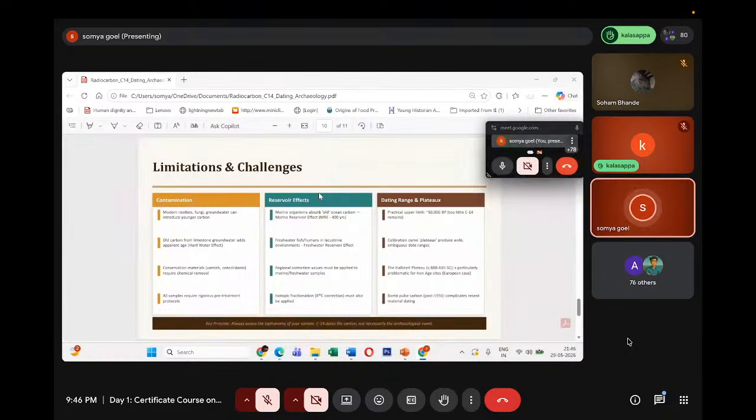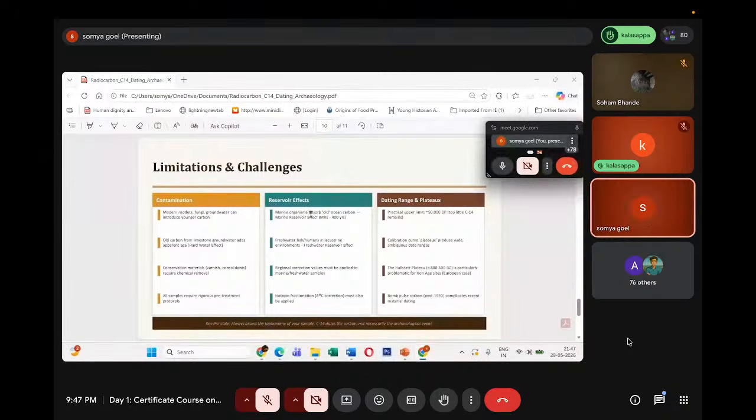If we're talking about the Indian context particularly, I believe the samples from the coast of Gujarat, Konkan, Tamil Nadu, Orissa, etc., the marine shells also, these samples should be treated properly, and they need reservoir corrections as well.